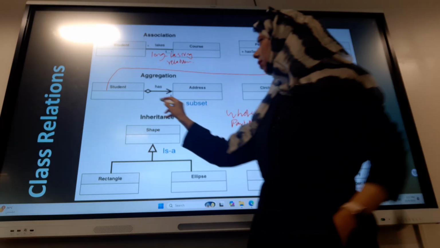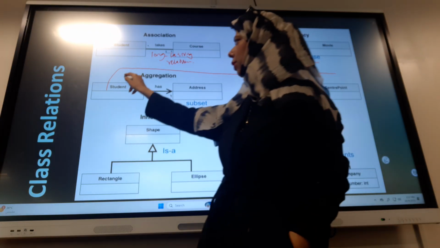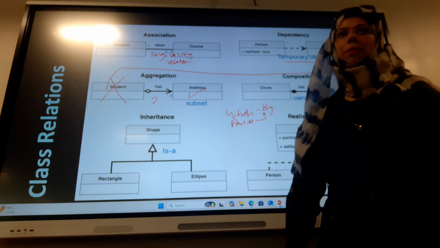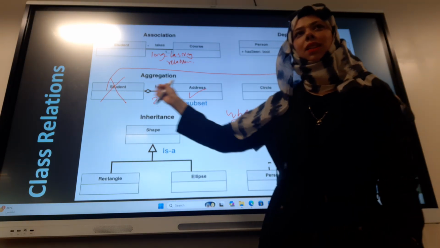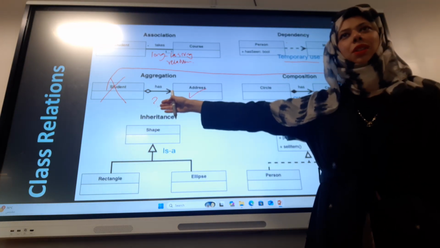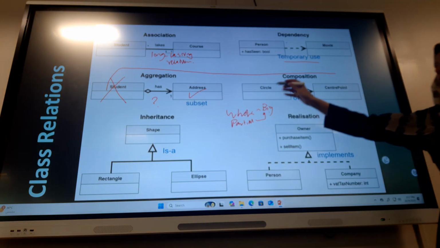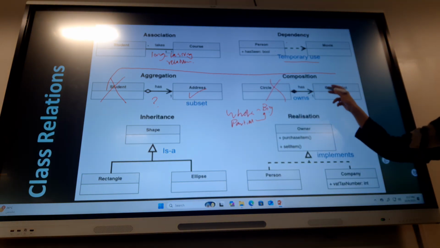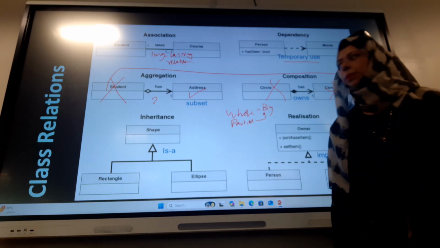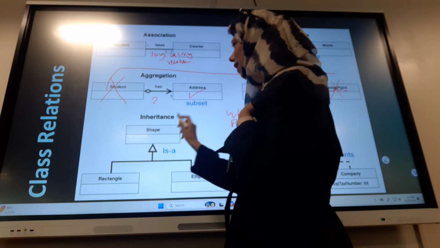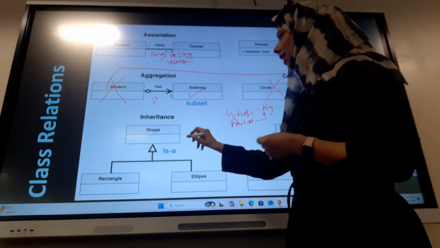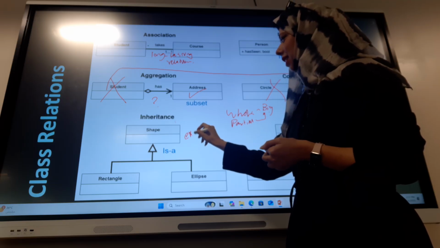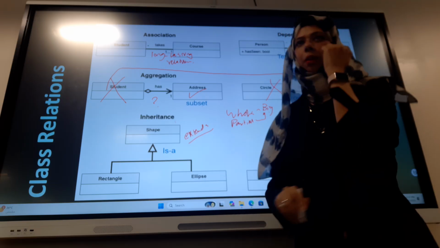And then we discussed the level of existence. So if this one vanishes, will the address remain? Yes. So you graduated from Al Faisal. Is that affecting at any point the address of the university? No. Yeah, so the address remains. Now the circle is vanished. Will the center point exist? No. So this vanishes when this vanishes, right? We also discussed here the concept of inheritance, which is a clear application of what? Extends in our code, right?